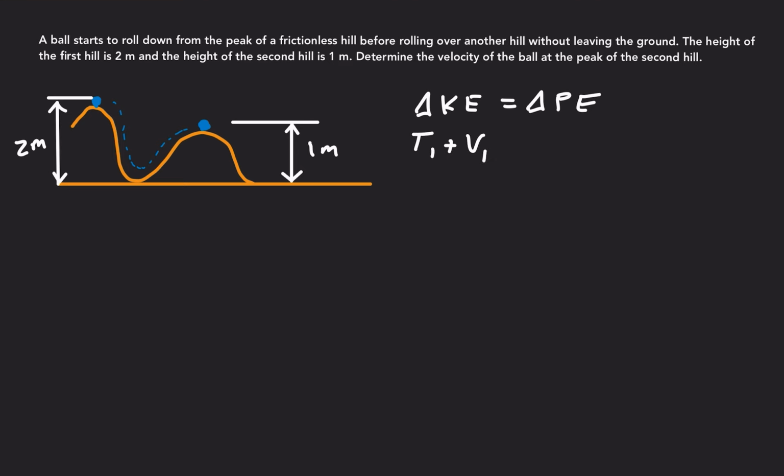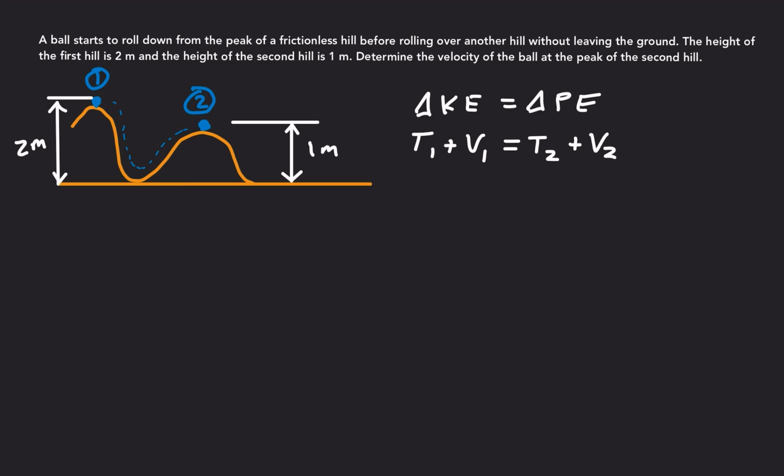T1 plus V1 is equal to T2 plus V2. T represents the kinetic energy, V represents the potential energy, and 1 and 2 represent state 1 and state 2. So in this problem, this would be state 1, and this would be state 2.